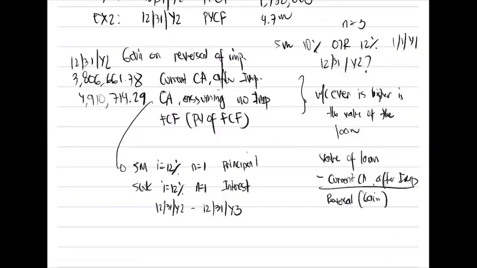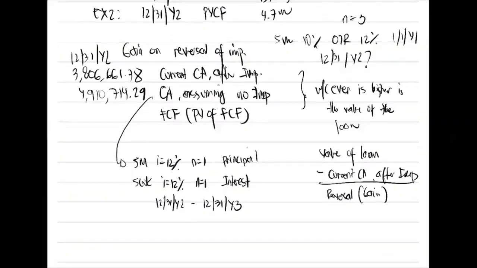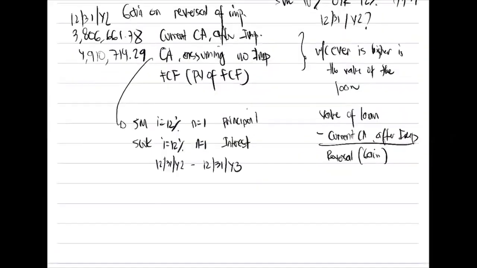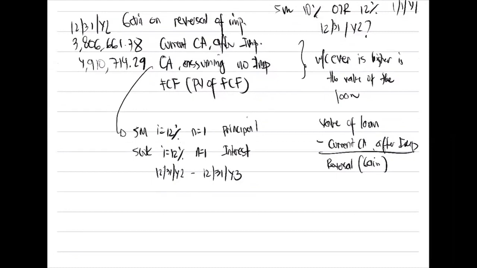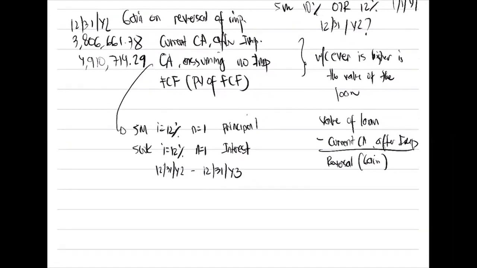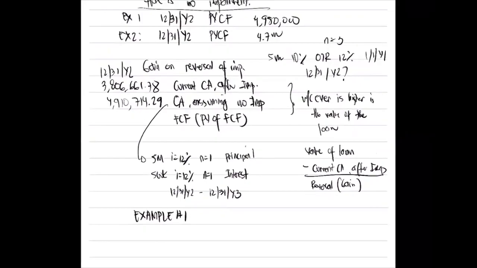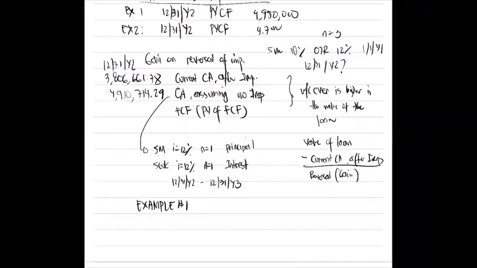Okay. Next, we compute for the future cash flows. Since na-compute na natin yung current carrying amount after impairment at saka yung carrying amount assuming no impairment, madali na lang tong reversal natin. Okay, ganito ang gagawin natin. Doon muna tayo sa example number 1. Okay, what is our example number 1? Our future cash flows, the present value of future cash flows is 4,950,000. Okay, we list it down.